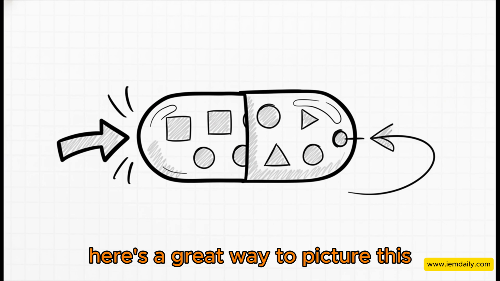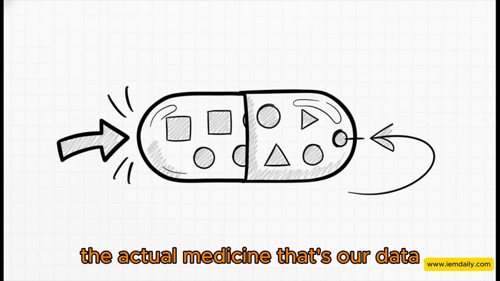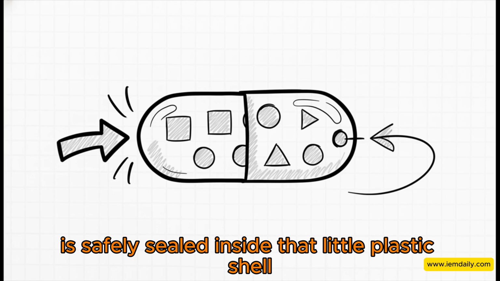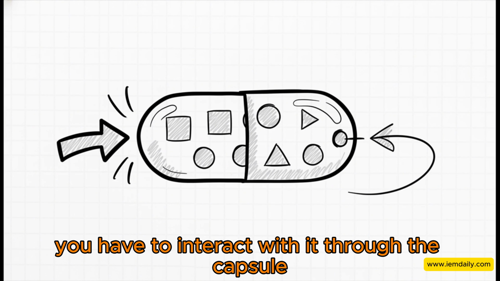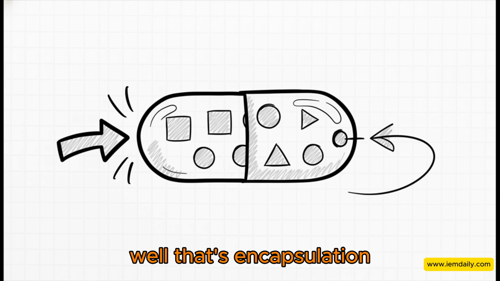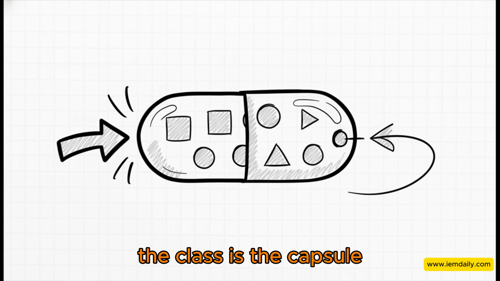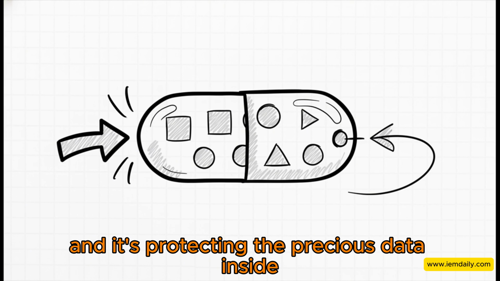Here's a great way to picture this. Think of a medical capsule. The actual medicine, that's our data, is safely sealed inside that little plastic shell. You can't just reach in and touch the medicine directly. You have to interact with it through the capsule. Well, that's encapsulation. The class is the capsule, and it's protecting the precious data inside.